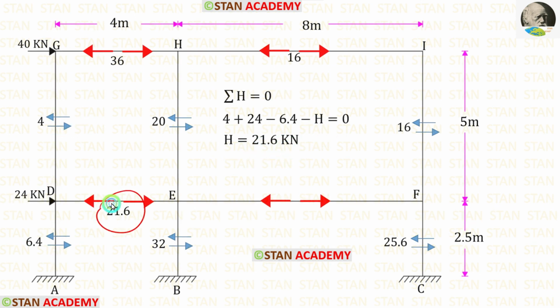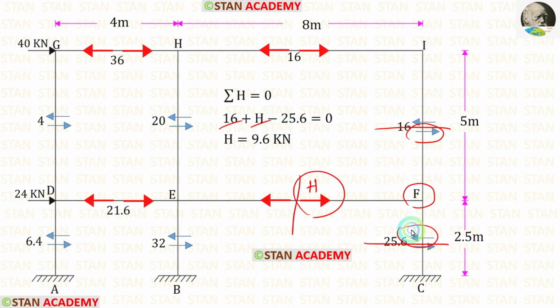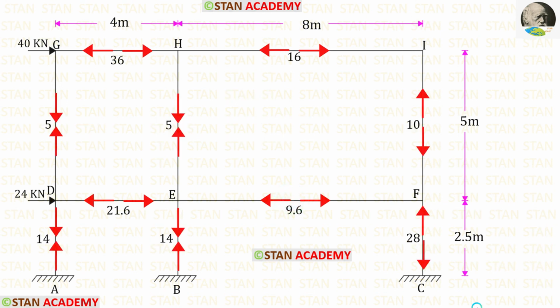Now, let us find the axial force in the member EF. Let us take the joint F. The axial force and 16 are acting towards the right side, so both of them are positive. This force is acting towards the left side, so that is negative. Finally, for H, we are getting 9.6. So, in this analysis, we have calculated all of the axial forces.